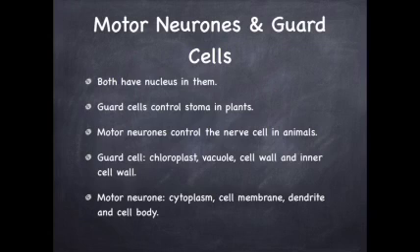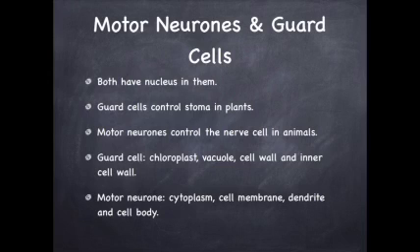plant cells. Guard cells and motor neurons are also different because the guard cells are in control of the stomata and when it opens and closes, whereas the motor neurons is controlling the nerve cell in the animal. Also, both cells have different cells within them that the other one doesn't have.